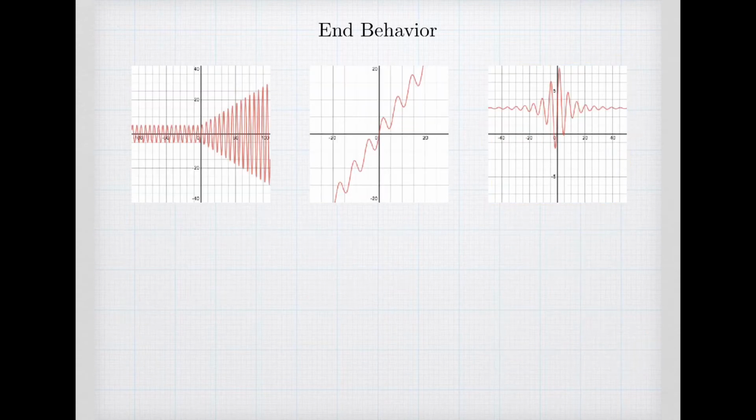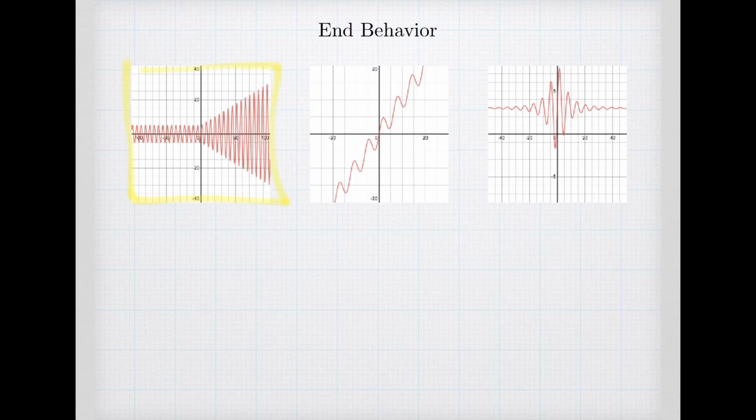Our fourth graph has oscillation. That is, on the left, we can see that my graph is going up and down, and this behavior that's repeating forever is called periodic behavior. The function just repeats itself. On the right, I also have oscillation. I'm going up and down, except this time it's not periodic because the amplitude of my oscillation is getting bigger and bigger.